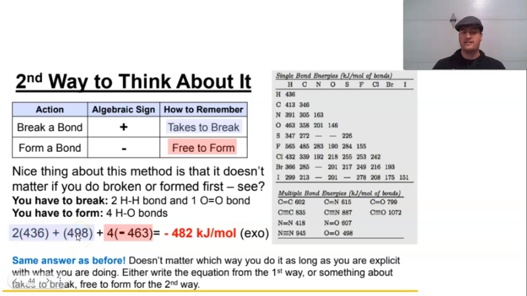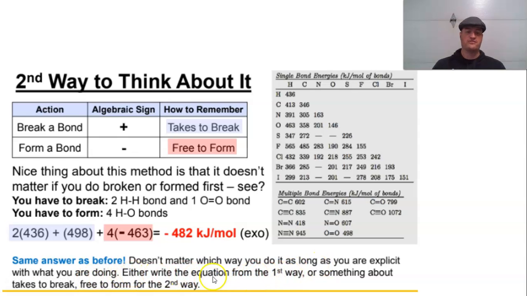The reason I don't like this too much is that none of these are going to come up as negative. You have to think about what that becomes. So you have to think of how will that be negative. But some people like thinking of it better that way. You get the same answer. It doesn't matter which way you do it as long as you show what you're doing.